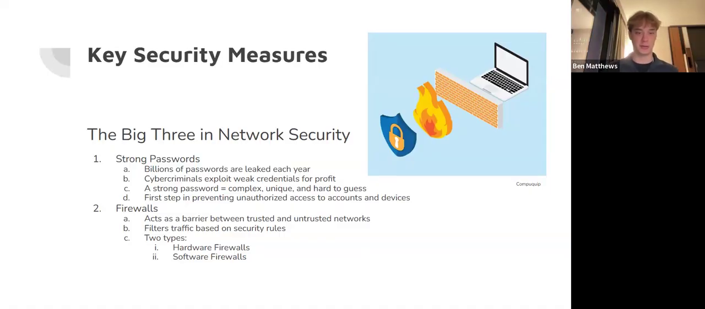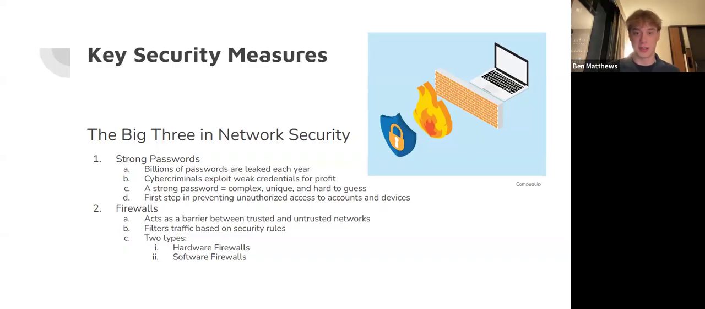All right. So when we think about security measures when it comes to cyberspace, we think about strong passwords, firewalls, and encryption. When it comes to passwords, it's the first step in preventing unauthorized access to accounts and devices that you have. Billions of passwords are leaked every year, and cyber criminals exploit those weaknesses for profit. So making a strong password that's complex, unique, and hard to guess is your first step to fighting against that.